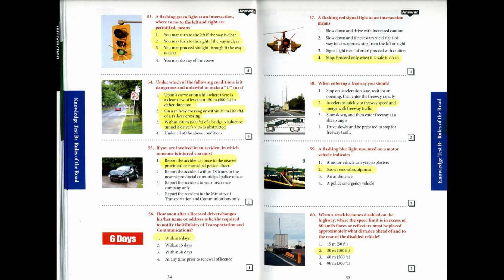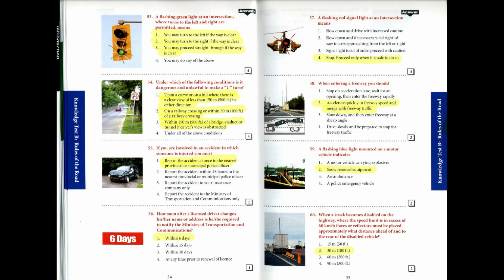Number 54. Under which of the following conditions is it dangerous and unlawful to make a U-turn? Upon a curve or on a hill where there is a clear view of less than 150 meters in either direction. On a railway crossing or within 30 meters of a railway crossing. Within 150 meters of a bridge, viaduct, or tunnel if driver's view is obstructed.